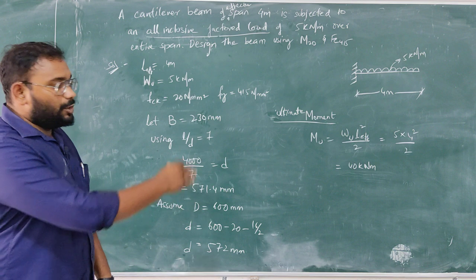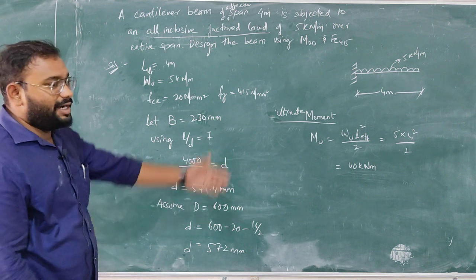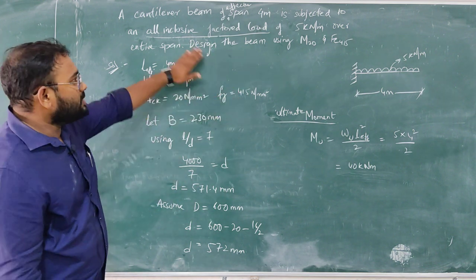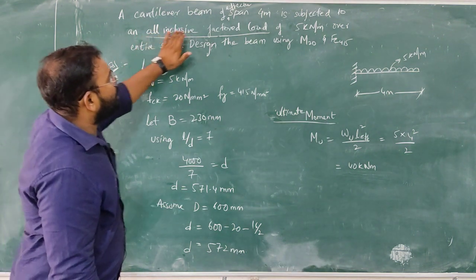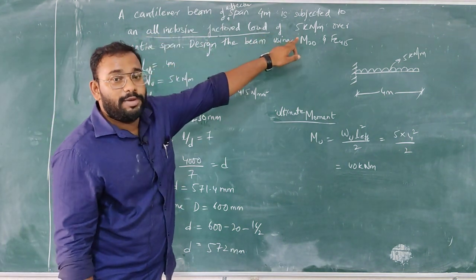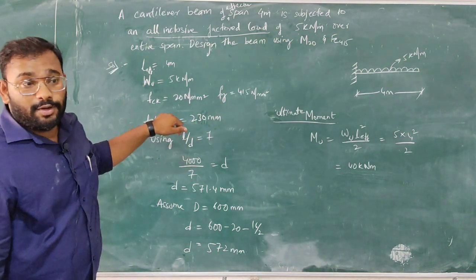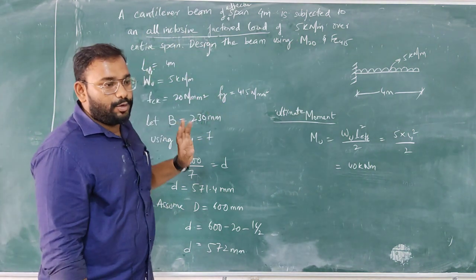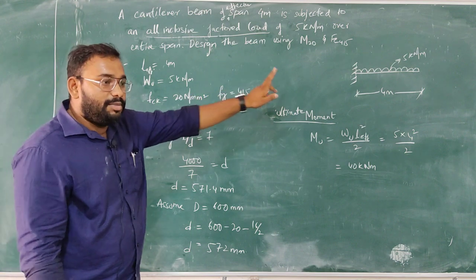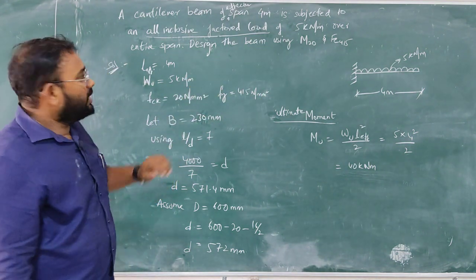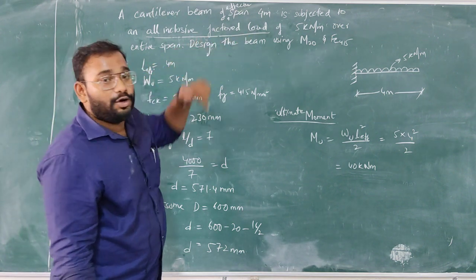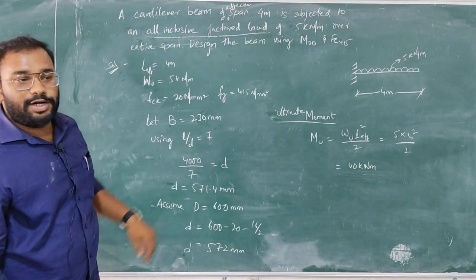Now you got how much ultimate moment is. Okay, need not do load calculations, because this is all inclusive factored load. Suppose it is given all inclusive load, means you need to multiply it with factor of safety. Okay, only all inclusive load means you need to multiply with 1.5. It is mentioned factored, so that is why we are not multiplying it with factor of safety.